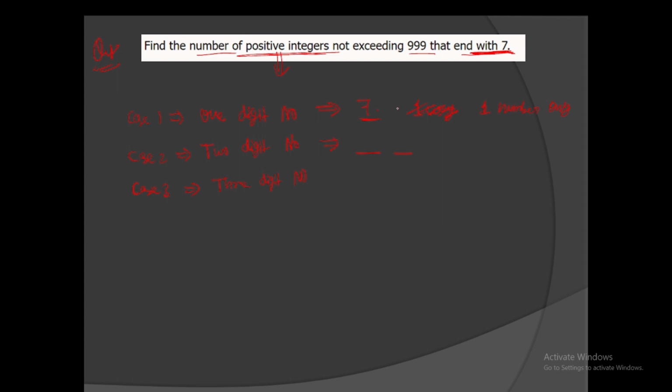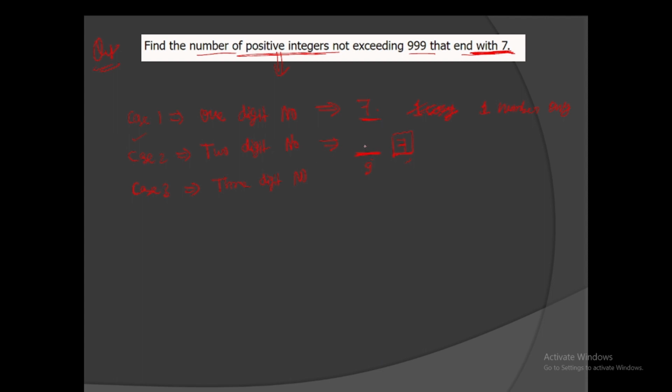And since we need a 2-digit number, let this be the ones place and this be the tens place. The ones place is fixed because it says the number should end with 7, but how many ways does the tens place have? Think of it, it has 9 ways, because we cannot include 0 here. 0 cannot be included, otherwise it will be a 1-digit number, that is 7, which we have already counted in case 1. So we have only 9 ways, either 1, 2, 3, 4, 5, 6, 7, 8, 9.